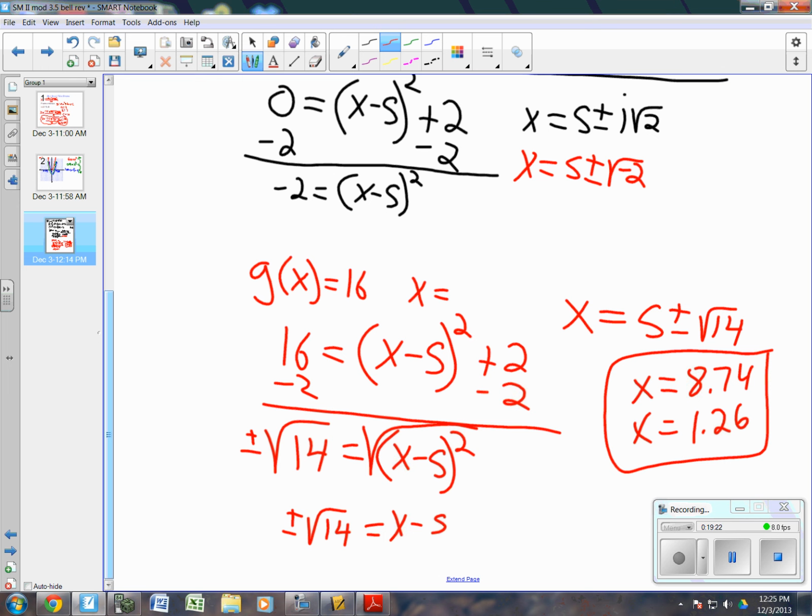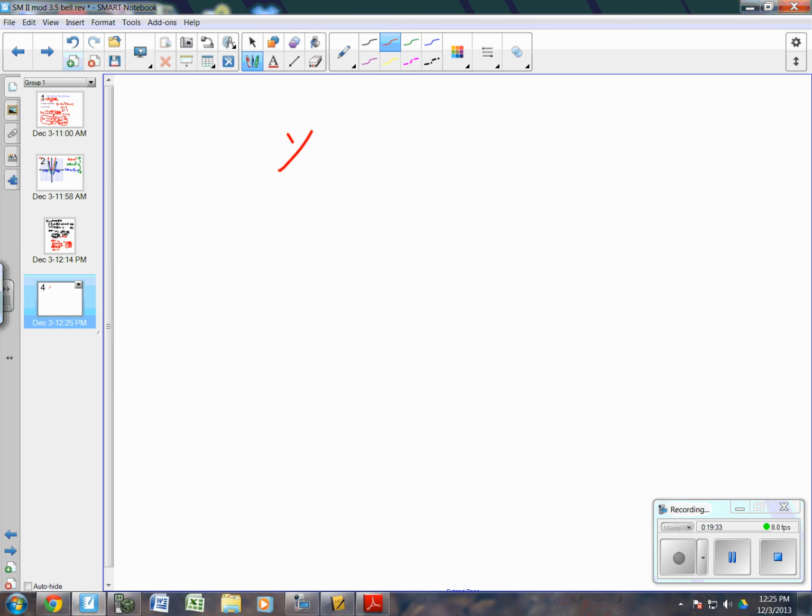It just means there's two answers. That's what I was showing right here. One of your answers is going to be 5 plus the square root of 14, the other 5 minus the square root of 14. This is why you use it. Let me show you why this works.